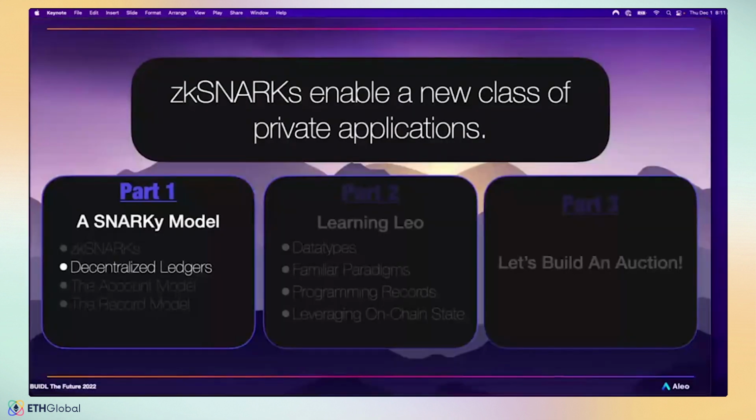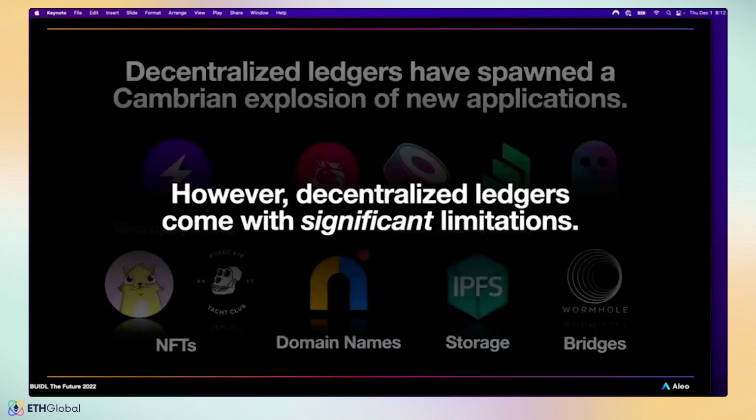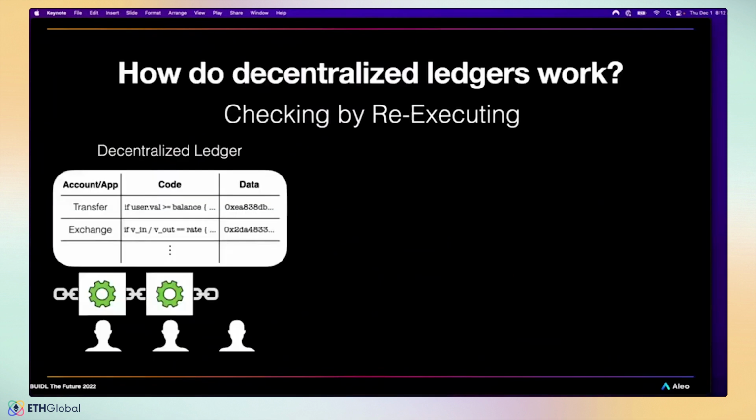So now that we have some really high-level understanding of zero-knowledge proofs, let's switch gears a bit and discuss decentralized ledgers. Blockchains, or more generally decentralized ledgers, have spawned a wide variety of applications that really weren't possible before. But these constructions have some significant limitations. Now, to understand where these limitations come from, let's walk through how decentralized ledgers work.